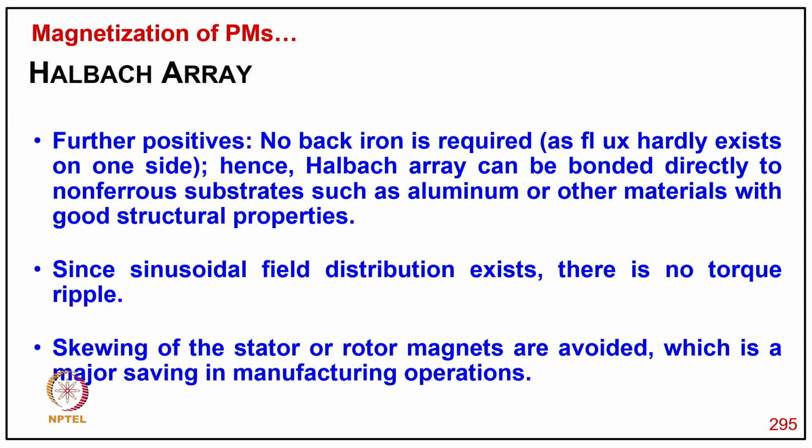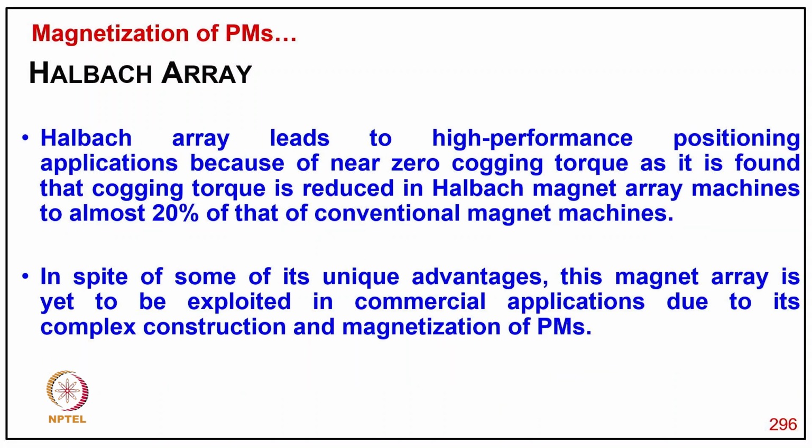So further positive, no back iron is required as flux hardly exists on the one side of the Halbach array, and it can be bonded directly to the non-ferrous substrate such as aluminum or other material with good structure property. Since the sinusoidal field distribution exists, there is no torque ripple. The skewing of the stator rotor magnets is avoided, which is a major saving in the manufacturing operation.